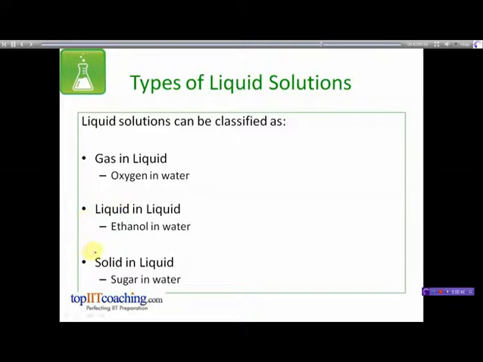The third type of liquid solutions are the solid in liquid solutions, in which solid solute is dissolved in liquid solvent. For example, sugar in water or the salt solution we recently discussed.